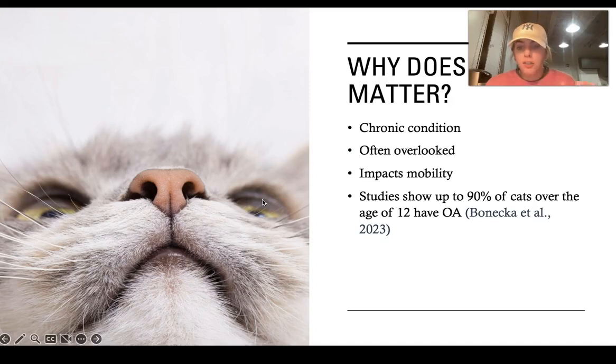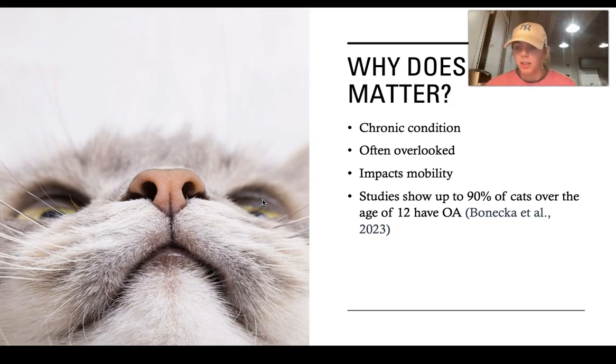So osteoarthritis in cats is chronic, which means it develops over time and it doesn't go away. It's not just a problem of old age. Younger cats can also develop OA due to trauma or joint abnormalities. Unfortunately, OA in felines is often overlooked because cats are really good at hiding pain, which makes it harder to find what the problem is. But that doesn't mean that they aren't suffering.